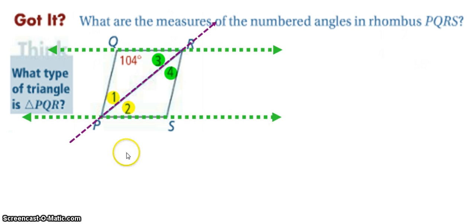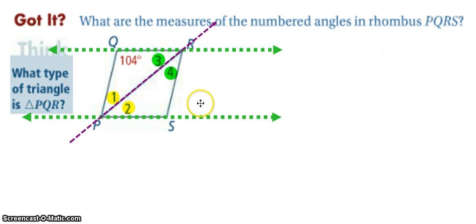Based on our theorem about rhombuses, angles 1 and 2 will be equal, and angles 3 and 4 will be equal because the diagonals bisect. Now look at all the lines that I've added here: QR is parallel to PS. I know that because a rhombus is a parallelogram. Therefore, I have alternate interior angles. 2 and 3 are alternate interiors, as well as 1 and 4.